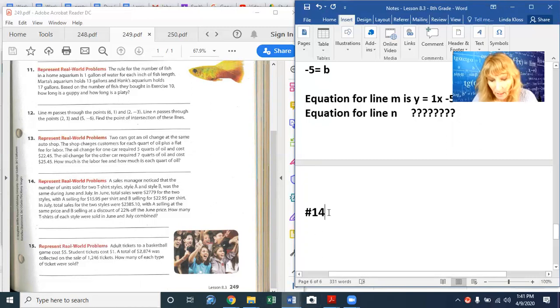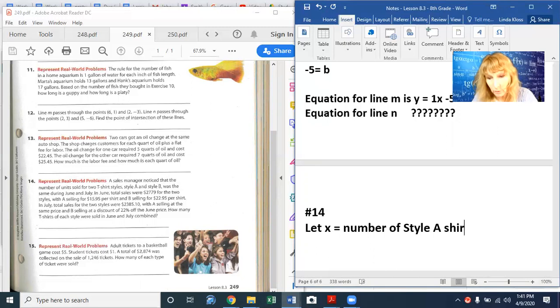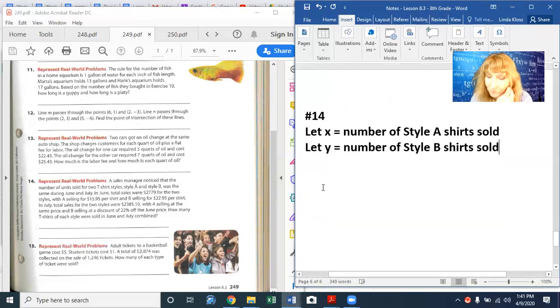So we have to figure out what x and y equal. We're going to let x equal the number of style A shirts sold, and we're going to let y equal the number of style B shirts sold. Okay, got to know what we're talking about. Once we know that, we're going to set up our equations. So we have an equation for June, and we'll have an equation for July.